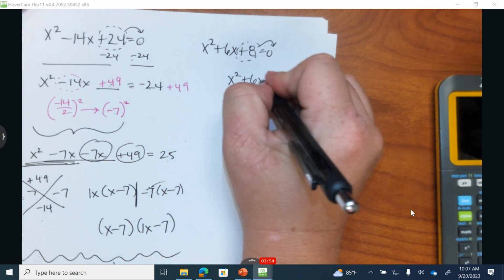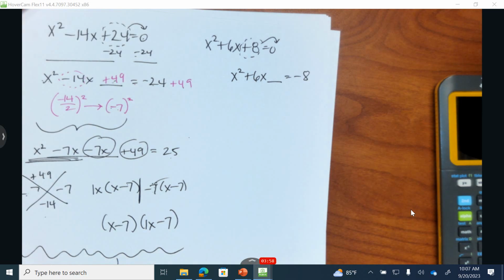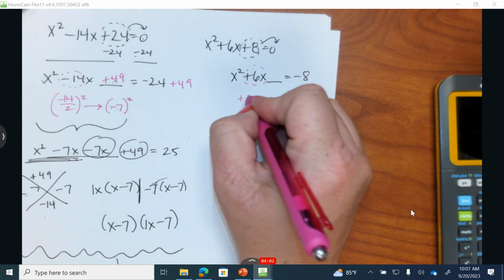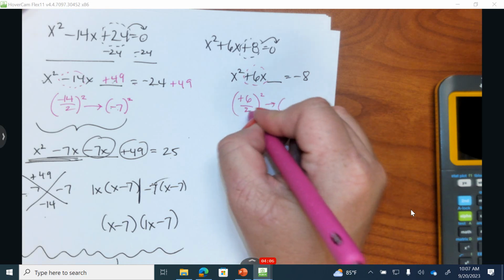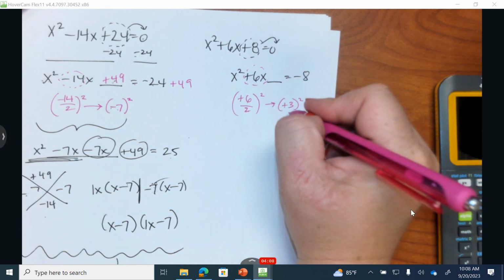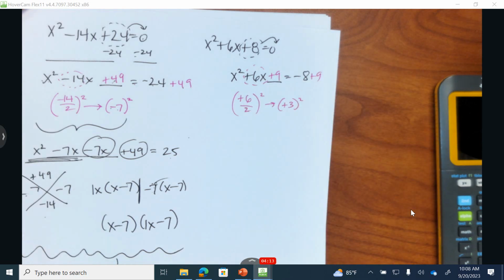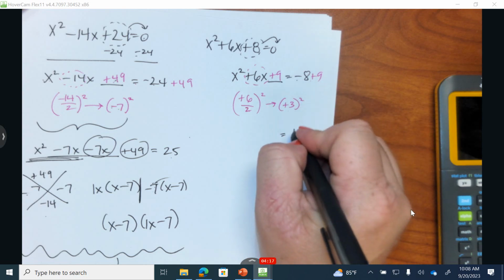X squared plus 6x equals negative 8. Now I'm going to take whatever that b value is, and I'm going to divide it by 2 and square it. So 6 divided by 2 is 3, and then I square it. 3 squared is 9. Plus 9 and plus 9. Whatever I do to the left, I must also do to the right. Negative 8 plus 9 is positive 1.